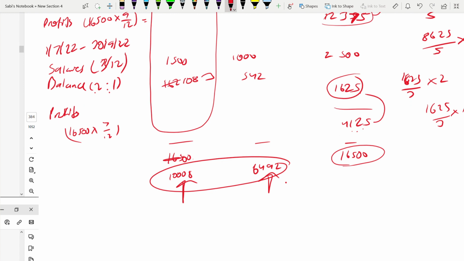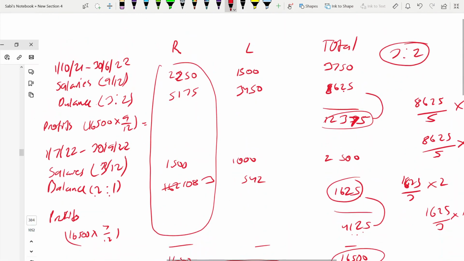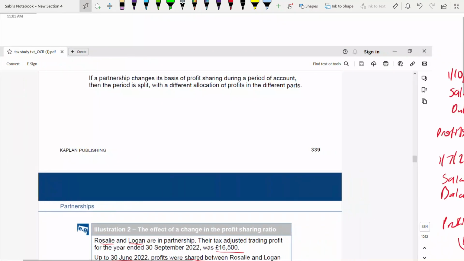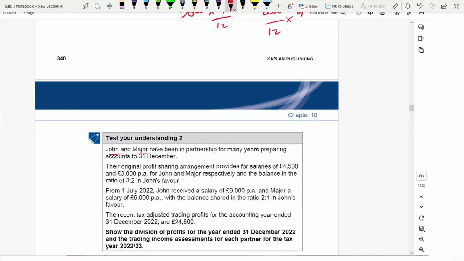Now let us go to test understanding 2. I'm not going to do it, since it's similar, just change the numbers and you can do it on your own. But here I will just read it for you. Go to the table and change the figures on your own. This time a partner is changed, still two partners. Salary is 4,500 and 3,000, annually. You have to take for months. 3:2.